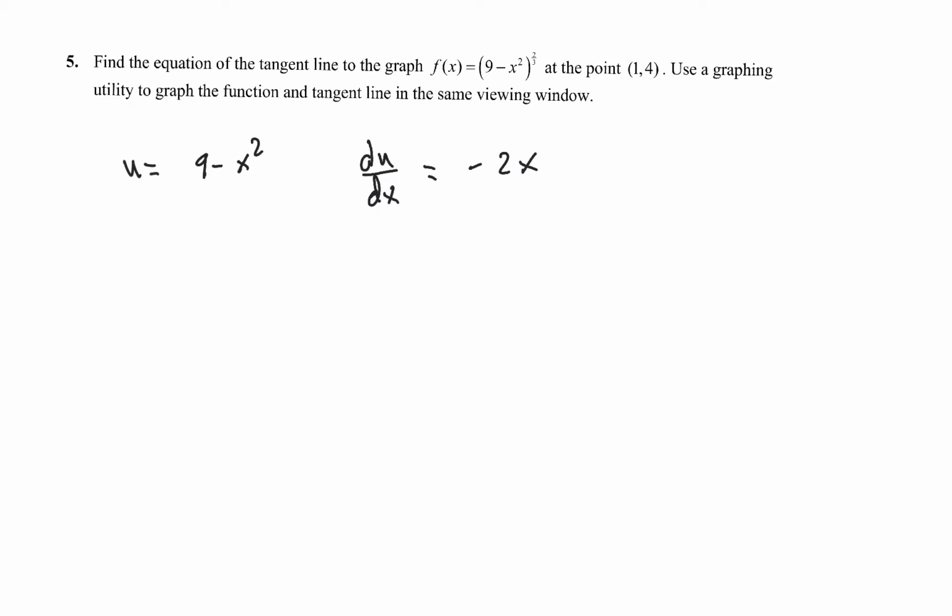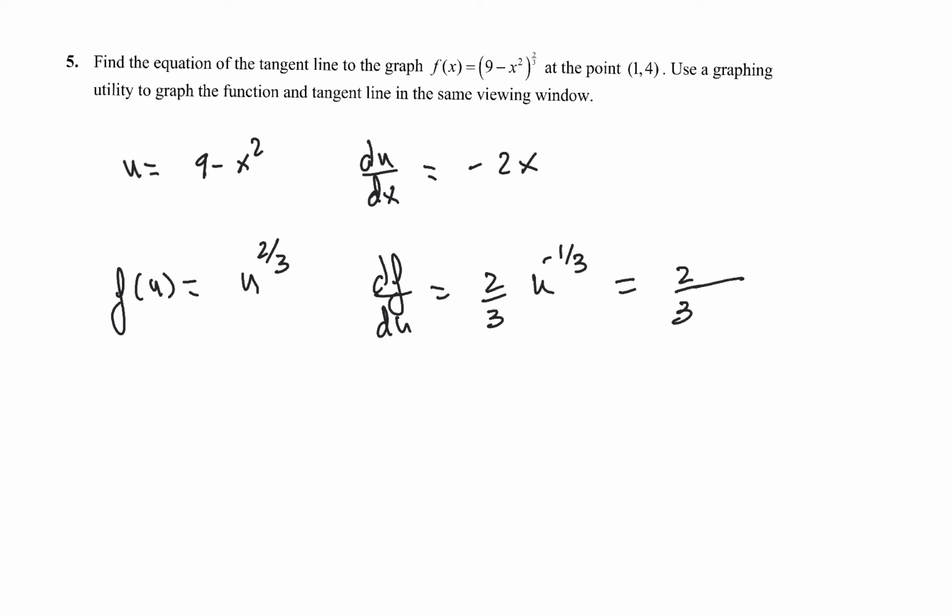So it never changes. So the variation, the slope, is 0. So f of u will be u raised to the power 2/3, where u is 9 minus x squared. And the derivative of f with respect to u will be 2/3 multiplied by u to the power 2/3 minus 1, and 2/3 minus 3/3 is minus 1/3. Or 2/3 over the cubic root of u.